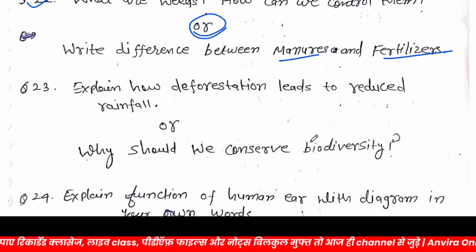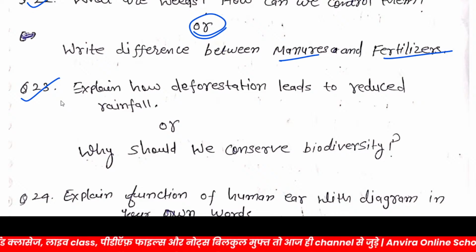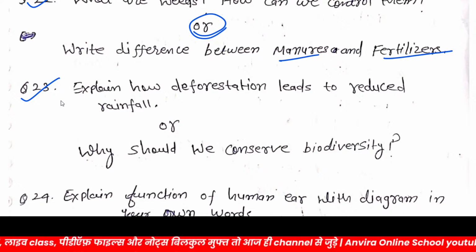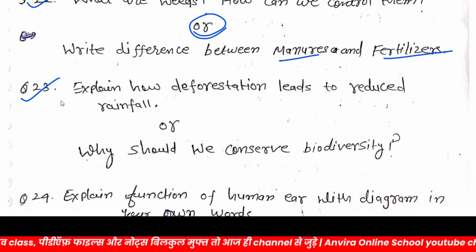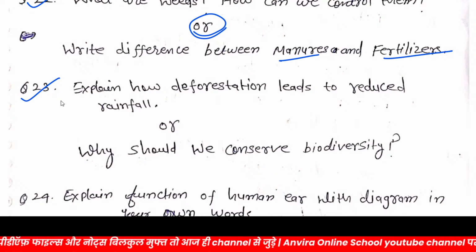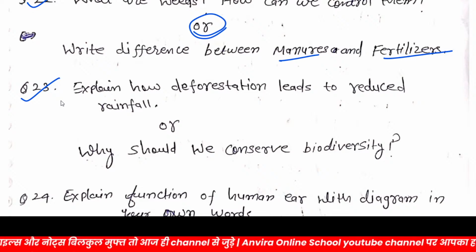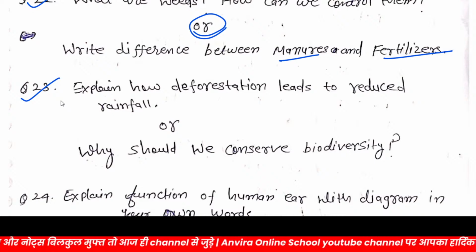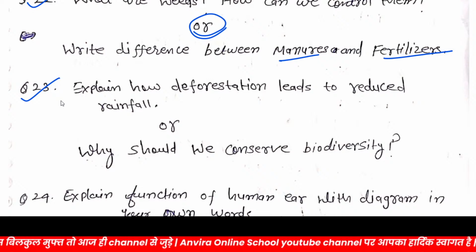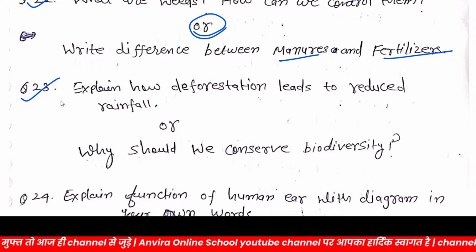Okay. Next, explain how deforestation leads to reduced rainfall. Trees give out a huge amount of water in the form of water vapors during transpiration. The reduction of water vapors affects cloud formation and thus results in less rainfall.